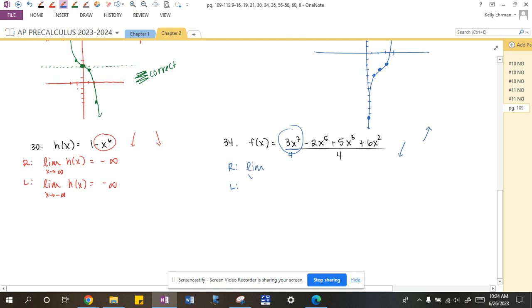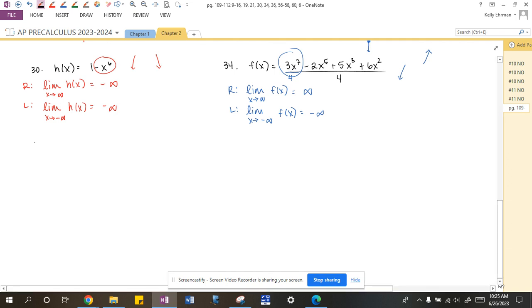So the right side first is the limit as x approaches infinity of f of x. I would definitely write that instead of the entire equation. We're headed toward infinity for the graph. And the limit as x approaches negative infinity of f of x is negative infinity, because the y values are falling down.